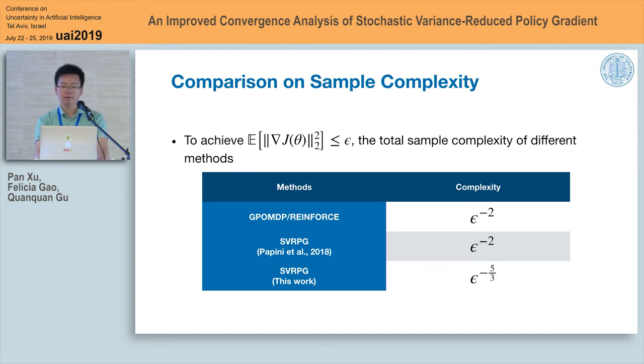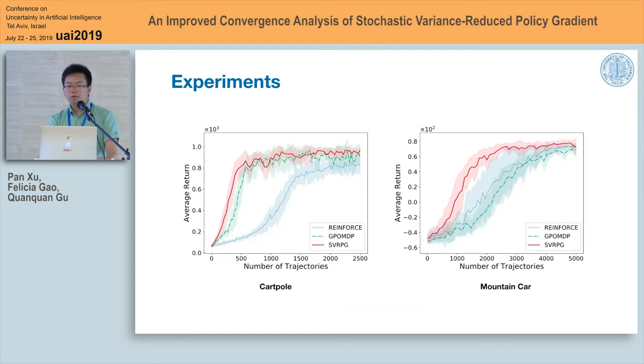And to compare, the improvement is epsilon to the power of minus 1 over 3. And in this way, we show that SVRPG is provably more sample efficient than the REINFORCE and the GPOMDP algorithm. We also conducted some numerical experiments on CartPole and Mountain Car problems to show that SVRPG outperforms REINFORCE and GPOMDP, which don't have the control variate structure in the algorithm.